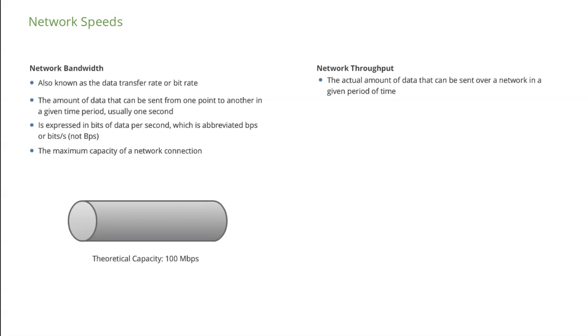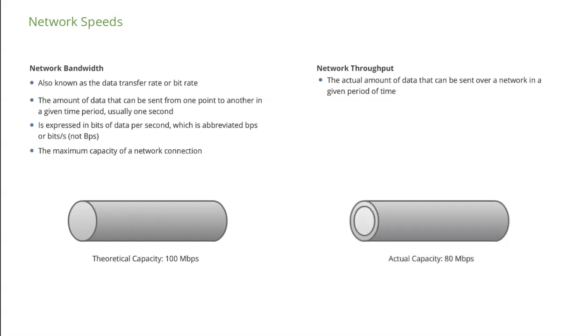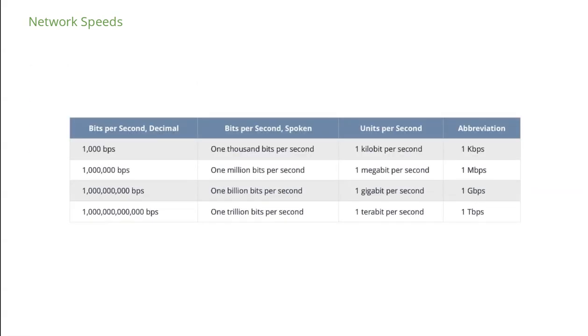For example, a fast Ethernet network has a network bandwidth of 100 megabits per second, but the actual throughput might be around 80 megabits per second due to network overhead as well as hardware and software bottlenecks. Because of technological advances, network bandwidth continues to increase almost exponentially.